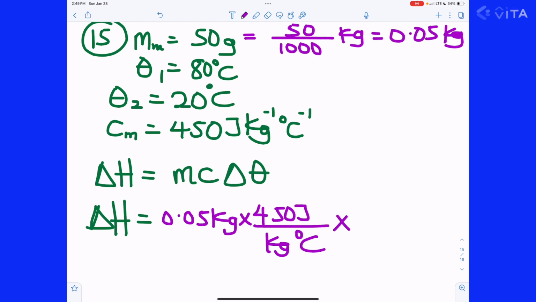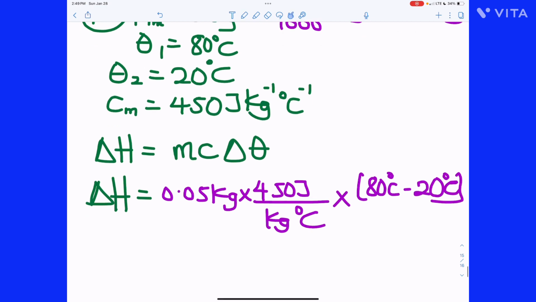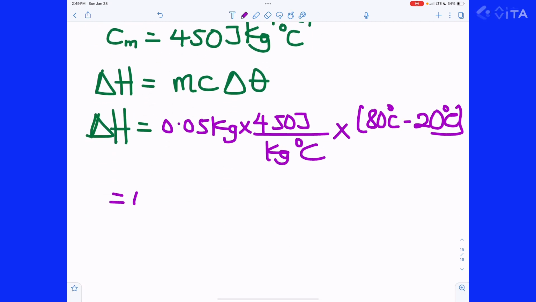Otherwise they will not be able to cancel out each other, because grams cannot cancel out kilograms. So the units must just be made uniform. Times temperature change, from 80 degrees Celsius to 20. We do bigger minus smaller. What does that give you? That gives you 0.05 times 450 joules times 60.